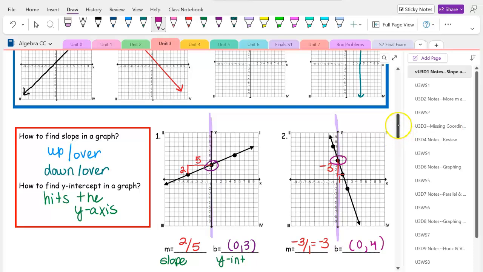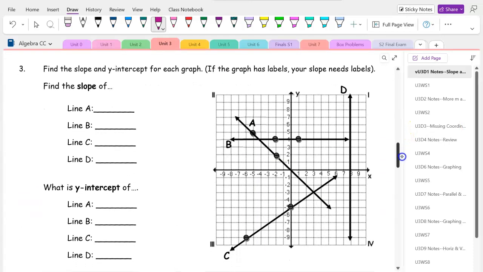All right, so now let's practice some more. If you flip the page, we've got all of these different graphs or lines on one graph, and we're going to practice finding the slope and the y-intercept of each of them. So let's start with line A.